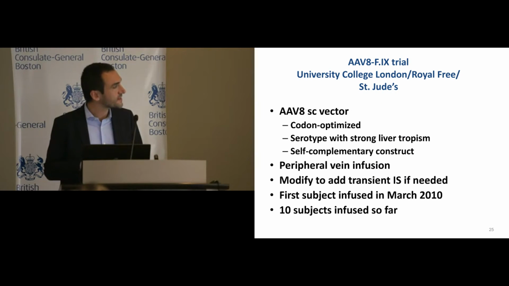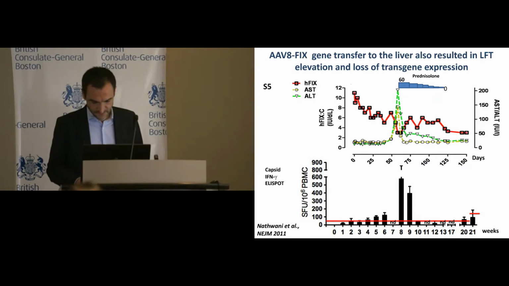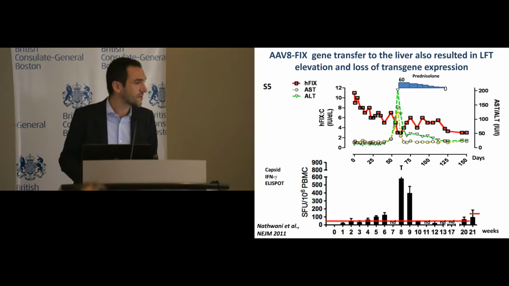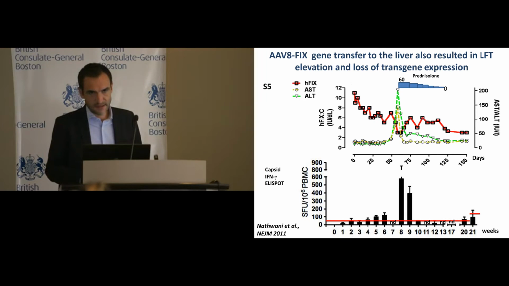This is the outline of the trial, very similar to the one done at the beginning, except, as I say, a very efficient vector, and the fact that in case of an increase in liver enzymes, the protocol was written such that there would be the administration of a course of steroids. And these are some of the data. I will not go into the detail except to say that there was long-term expression of the transgene, and the same problem of immunogenicity was encountered, as shown here.